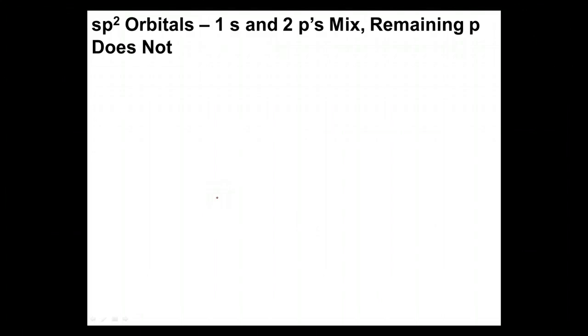Let's look at the case where we mix together an s orbital and two p orbitals. And of course, we're going to be mixing whatever our valence levels are. So we don't have the choice of every electron on the atom. We're only going to be working with the outermost.